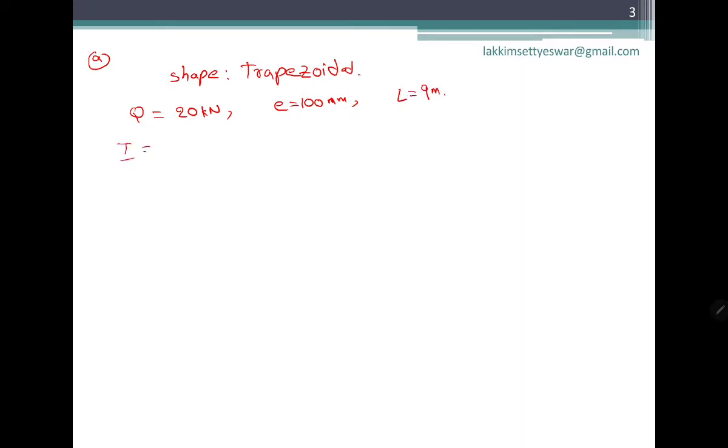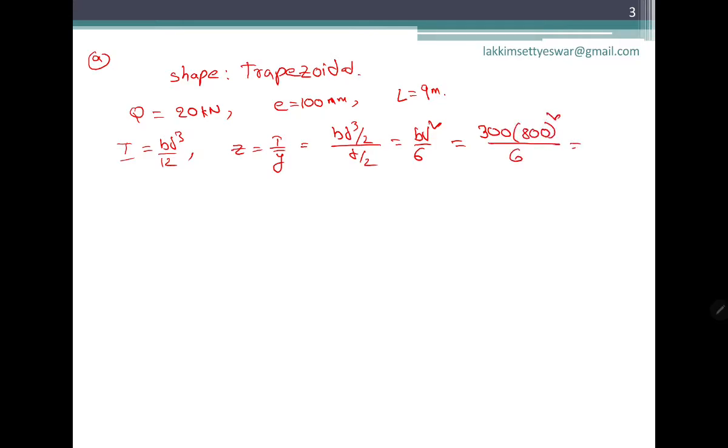So moment of inertia is bd cubed by 12 and Z is equal to I divided by y. So bd cubed by 12 divided by d by 2 is equal to bd squared by 6. So b is 300 and d is 800, divided by 6, that is equal to 32 into 10 power 6 mm cubed. Now P is the pre-stressing force.